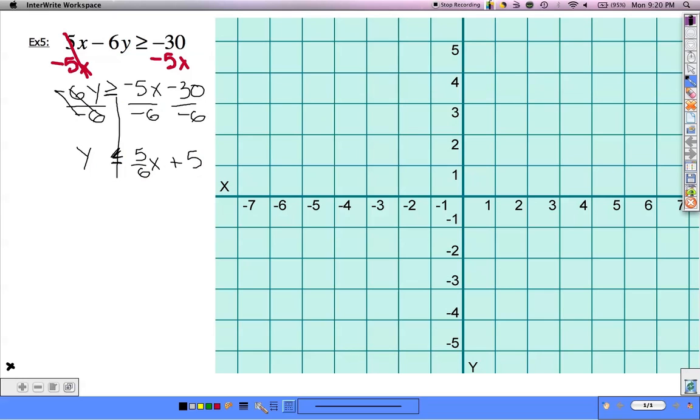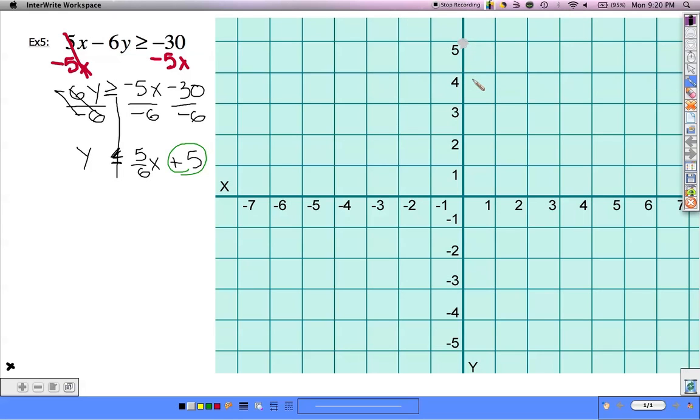Okay, so to go on to graph it, I need to find my y-intercept, which is 5. So I'm just going to graph that point on the y-axis. And this line is going to go up by 5 and over to the right by 6. Now, on my graph, I'm going to have a hard time doing that.